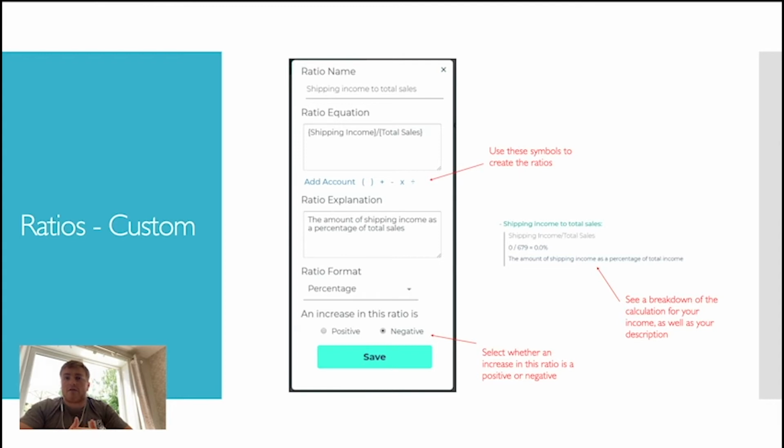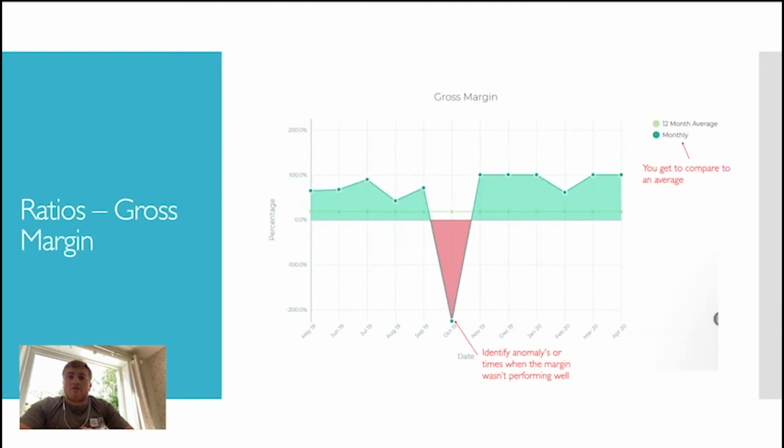As a unit of measurement for the future, you then get the option to say whether an increase in this ratio is a positive or negative thing in terms of the performance of the company. So for this ratio, I've suggested that an increase will be negative, as shipping income is likely to be far less profitable than other forms of income for the company, so it would be a good thing to see this ratio decrease.